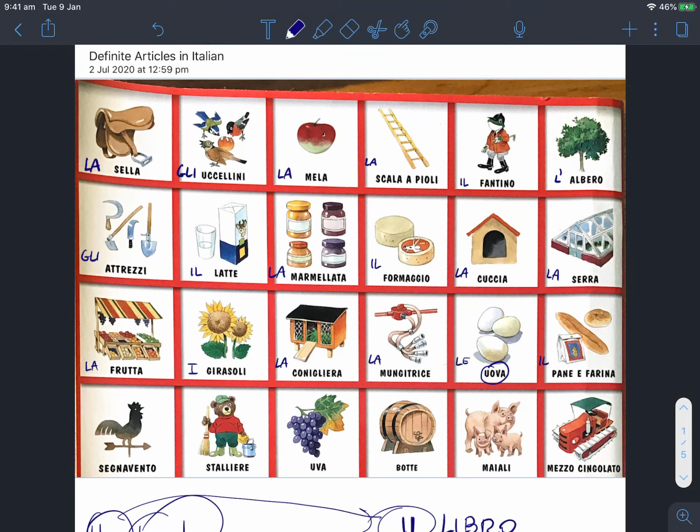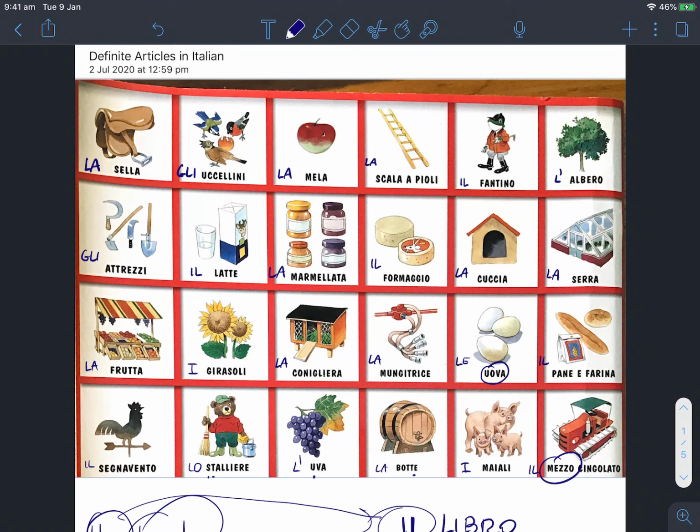Pane, il pane. Il segnavento. Lo stalliere. See that it's got an S followed by a consonant T. L'uva, because it starts with a vowel. La botte, because this one is actually feminine. I maiali is plural, the pigs. And il mezzo cingolato, you only look at the first one, is masculine, il mezzo.